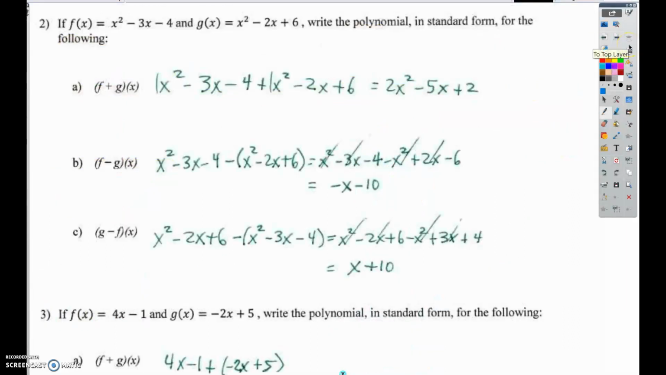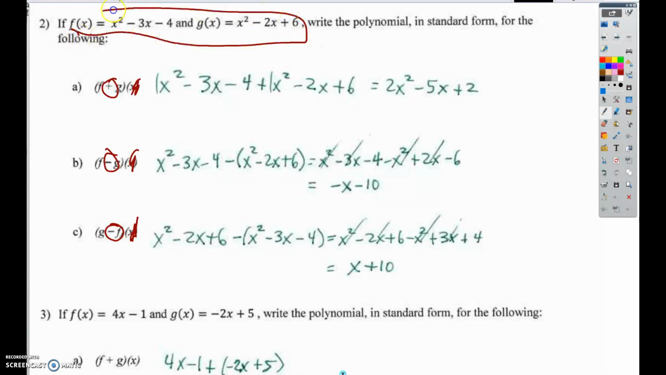Page 2 is combining functions. Remember, we are going to ignore this x in every problem and pay only attention to the sign that tells us what to do with the two functions. F and g is our function bank on the top. F is going to be x squared minus 3x minus 4, and in A it tells us to add those functions. So x squared minus 3x minus 4 is added to 1x squared minus 2x plus 6.